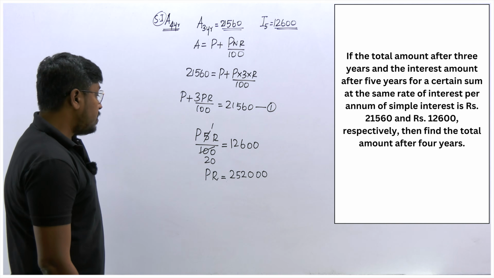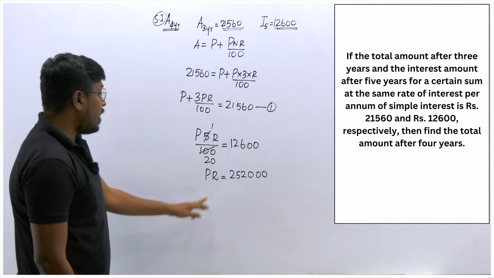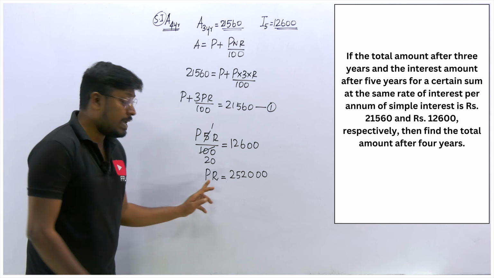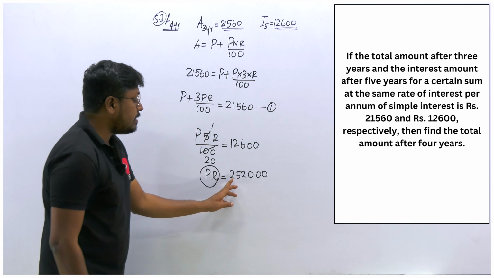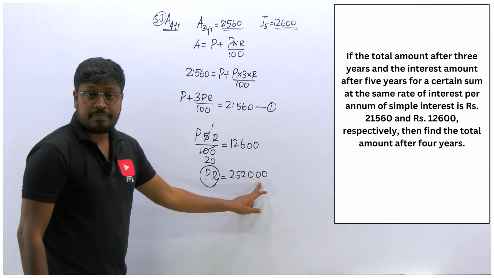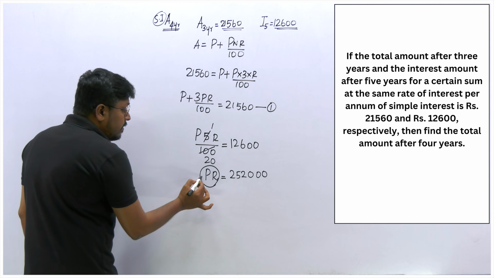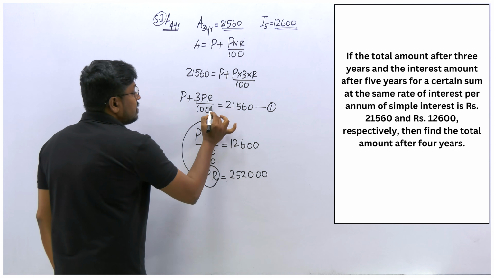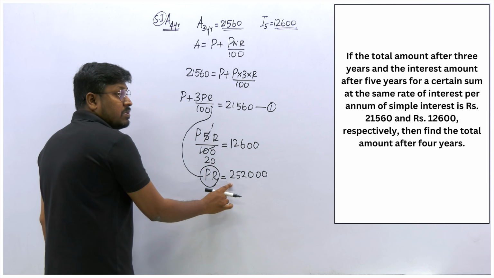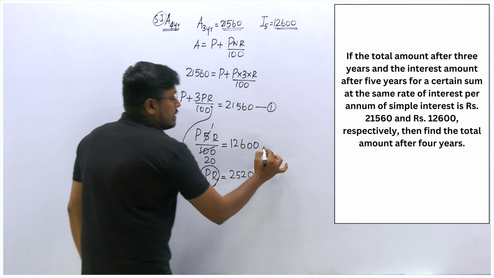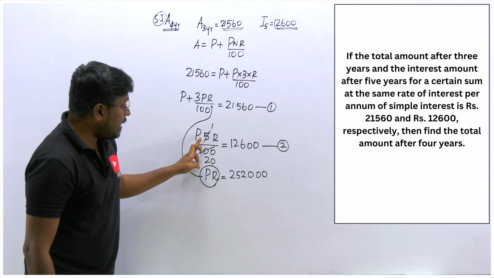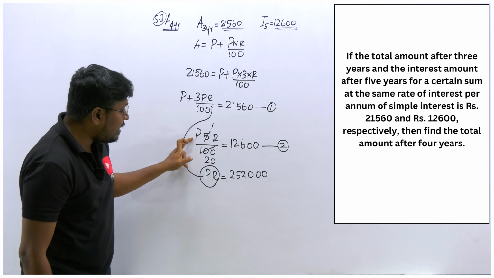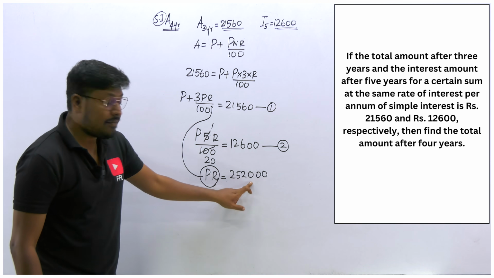So 2,52,000 is the value we got for PR. So PR alone, the value we got here, is 2,52,000. Now, instead of PR, we can substitute this value 2,52,000. So friends, understood or not? Because second they have given the interest, and first they have given the overall amount. So by cancelling the value, we got the PR value alone, which is 2,52,000.